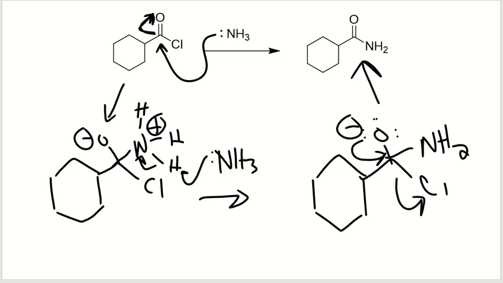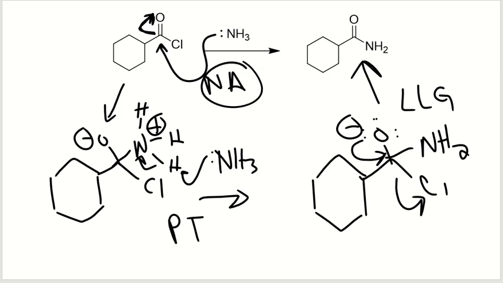And so, again, we have 3 steps when we add the nitrogen to an acid chloride to make an amide. We have a nucleophilic attack, followed by a proton transfer, followed by our loss of a leaving group. Remember, for every substitution, you at least need a nucleophilic attack and loss of a leaving group.